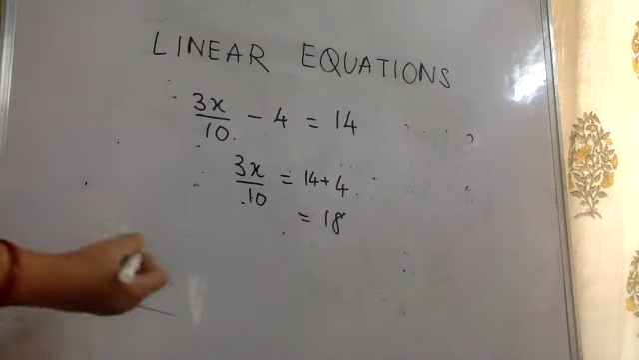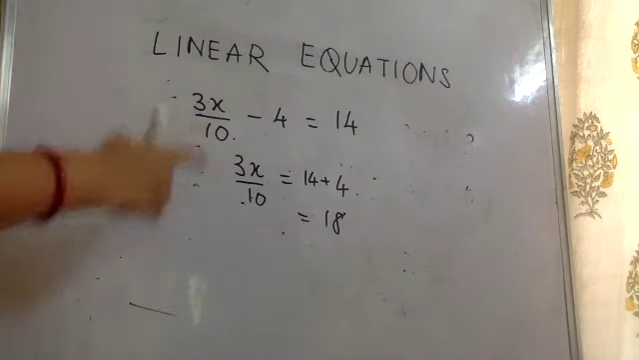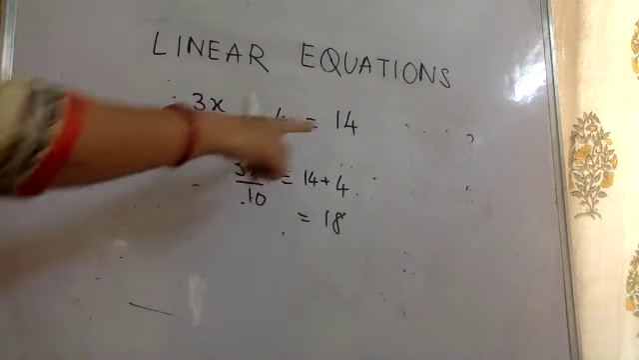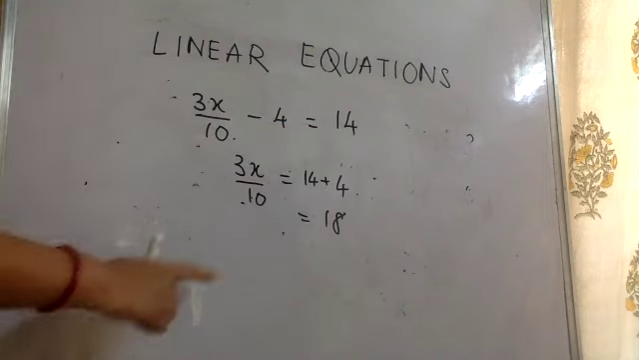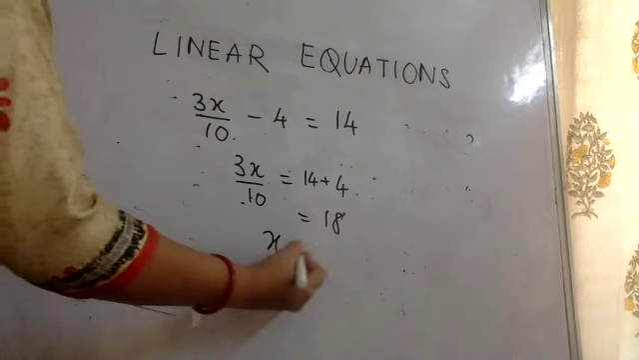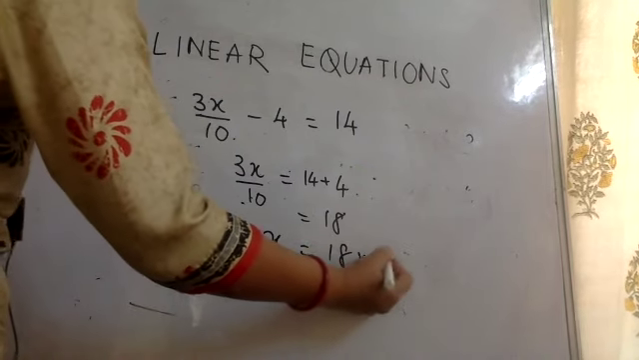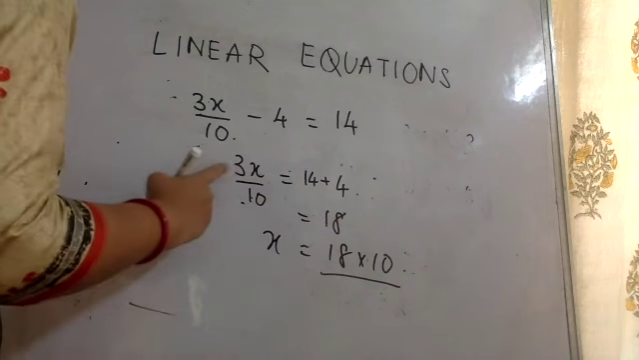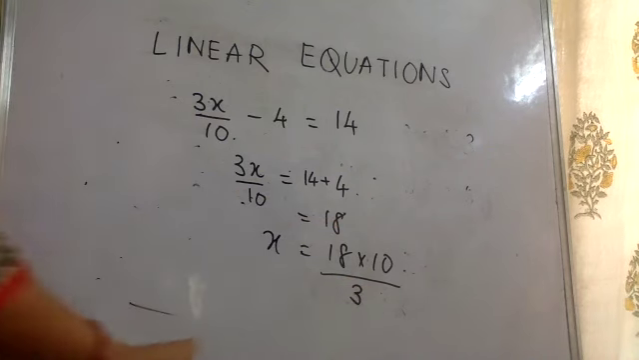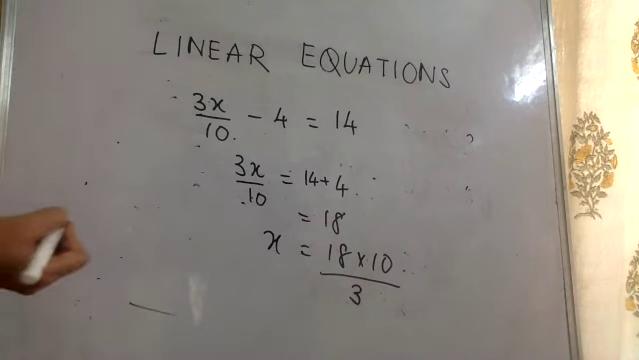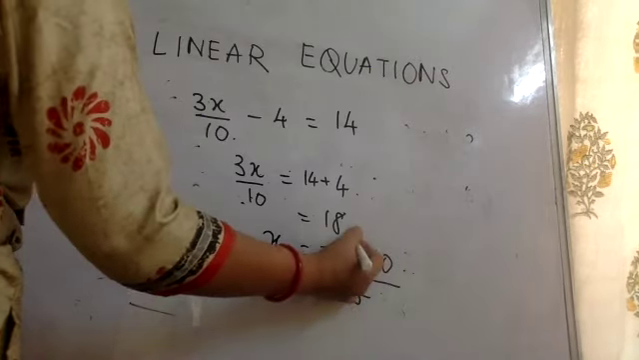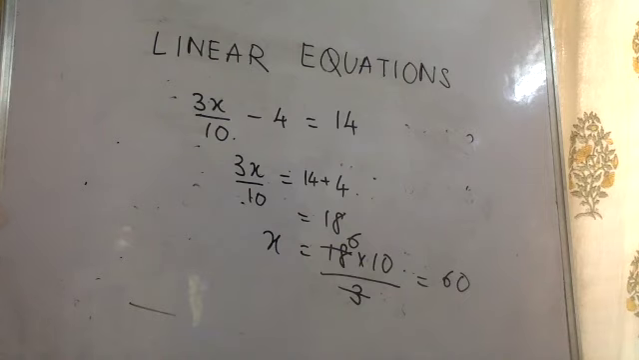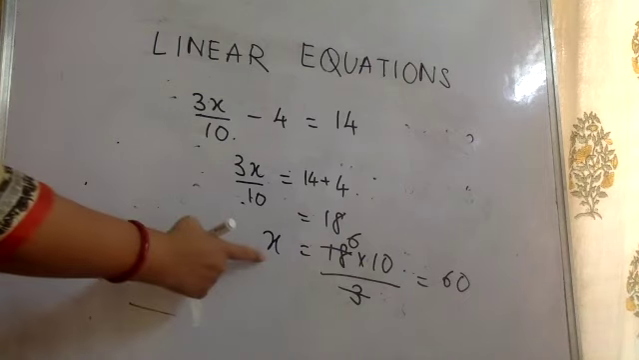So now my next step is going to be taking this 10 to the other side, but it goes to the numerator. The 3 goes to the denominator. So x is equal to 18 into 10. That is, the 10 goes up, gets multiplied with the 18, and the 3 comes down, divides the product. So here I have 6, that is equal to 60. So the value of x is 60.